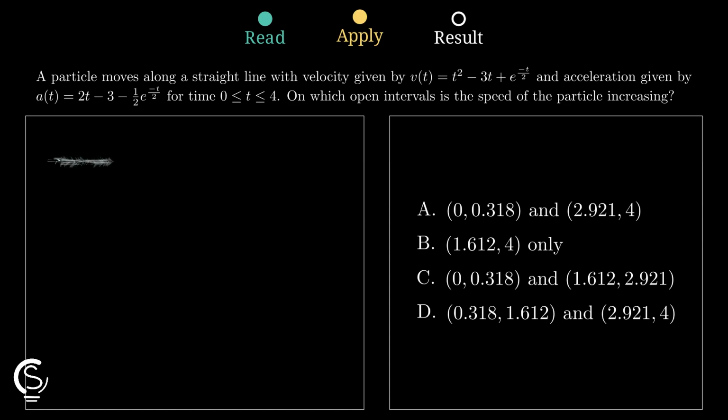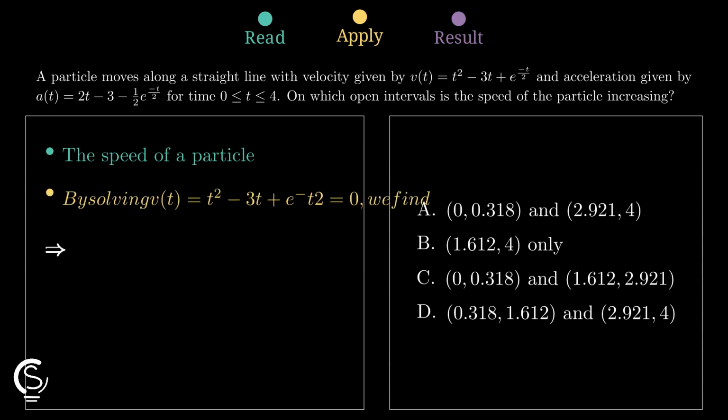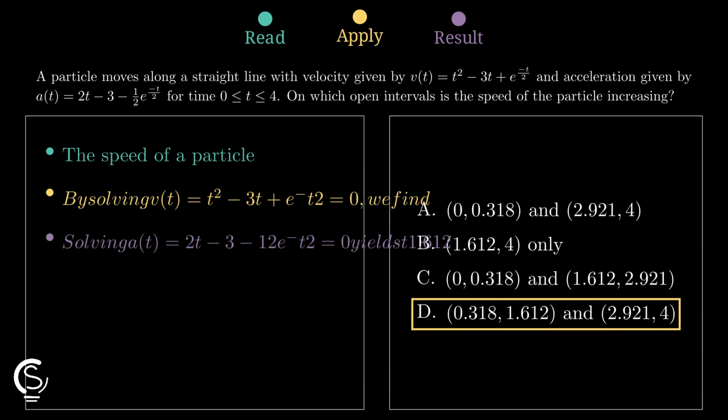Next, solve for when velocity equals 0 using your calculator. You will find that the velocity changes signs at approximately 0.318 and 2.921. Finally, acceleration is 0 at 1.612. Comparing intervals shows both are positive or negative in the ranges for option D.